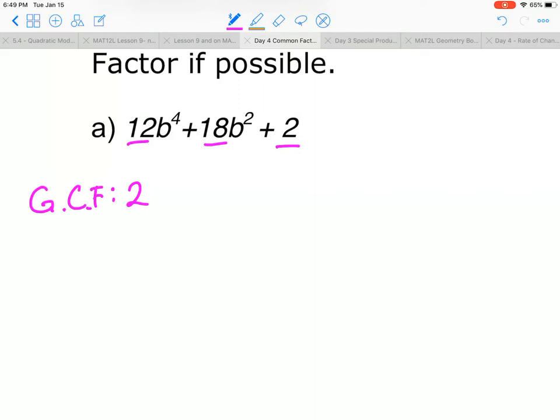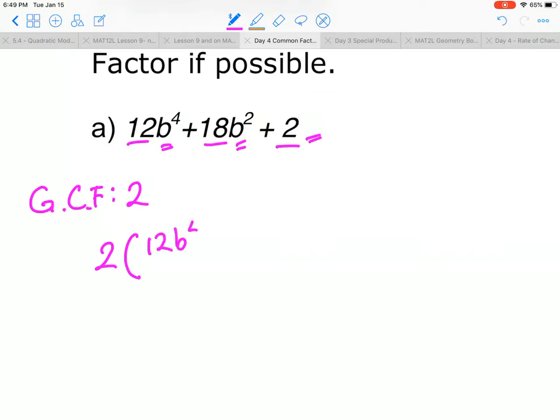here, if you look at it, we have b to the power of 4, b squared, but the last one does not have b, so b is not common on all three. Therefore, b is not part of our GCF, okay? So then our next step becomes 2, which is the GCF. Open the bracket. Then you start dividing everything.